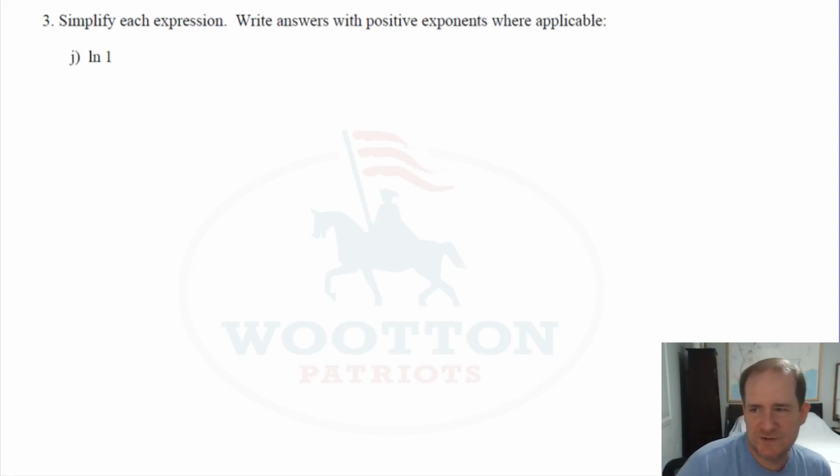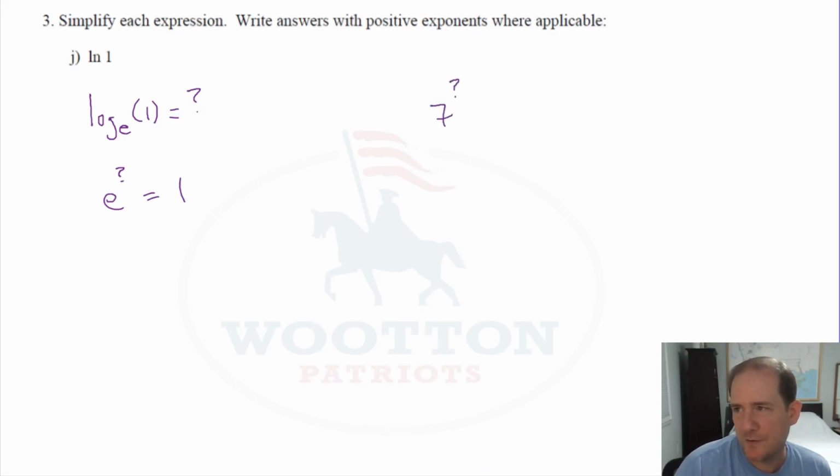Yeah, oh, j is the easiest of all. This is lovely. So they're saying log base e of 1 equals what? So they're asking you what power of e would make 1. And this is the same as anything else, right? 7 to what power makes 1? 19 to what power makes 1? Isn't the answer that anything to the power of 0 is what makes 1?